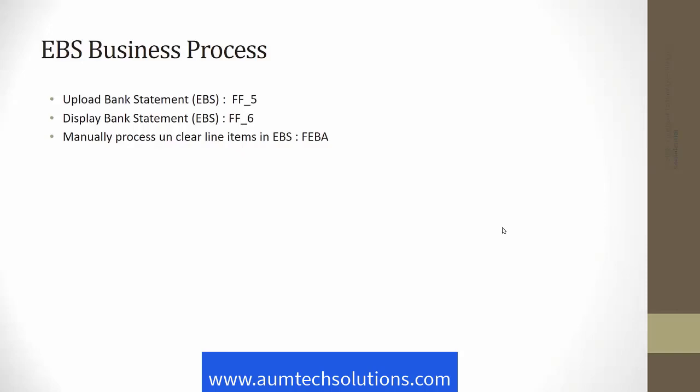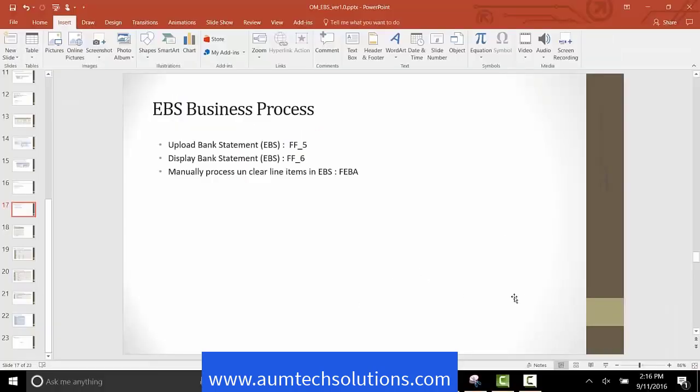Many times it happens that all the line items in EBS are not automatically cleared. So we go to the transaction code FEBA, where we manually clear the uncleared line items. So with this we have covered how electronic banking is handled in SAP, what is the business process, what are the configuration steps, what is the master data required, and also we have tested our configuration with a test file created in SAP. Thank you.